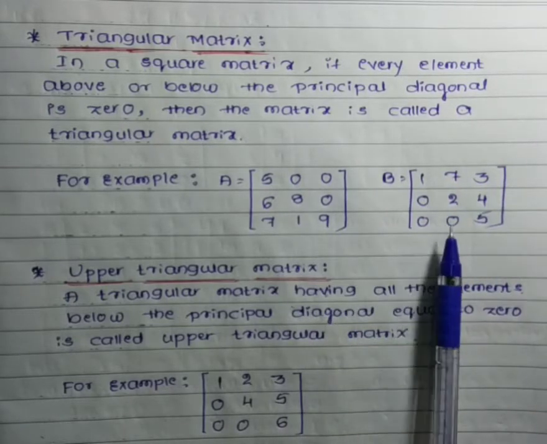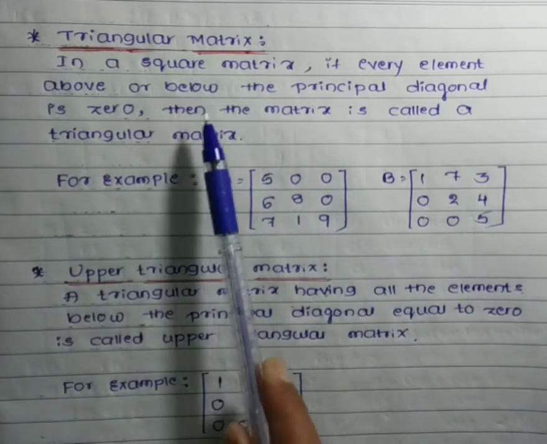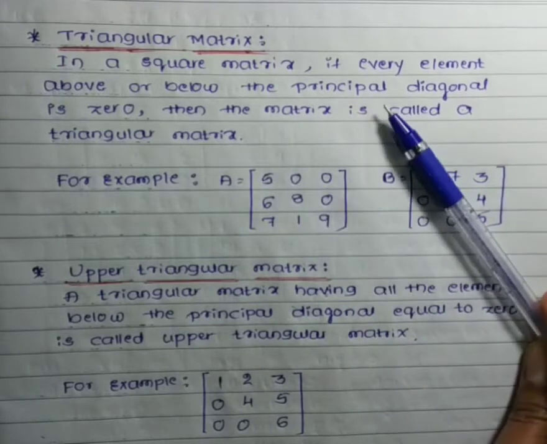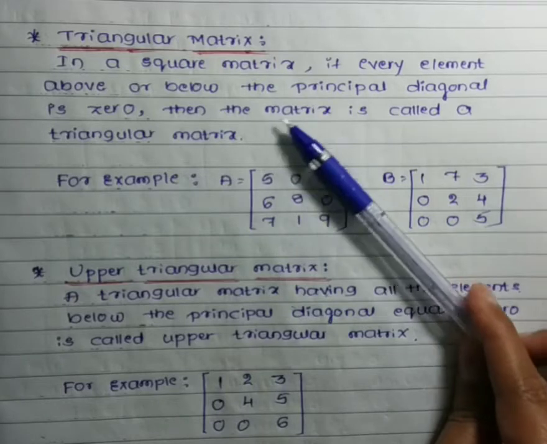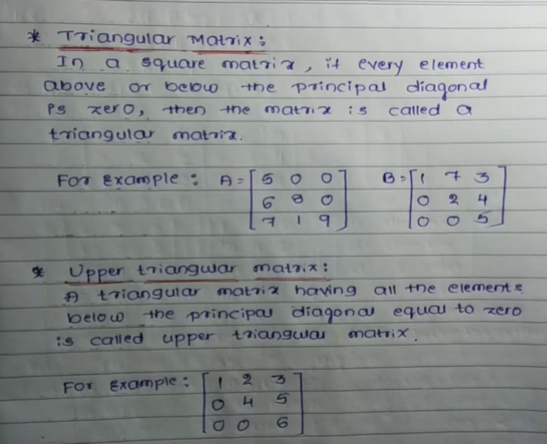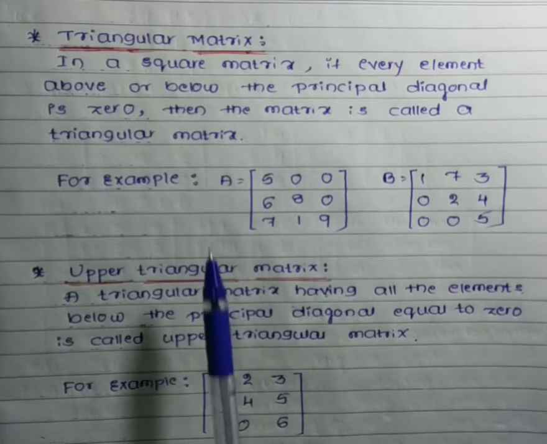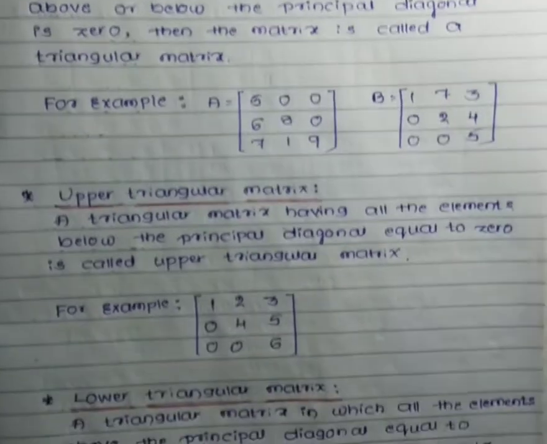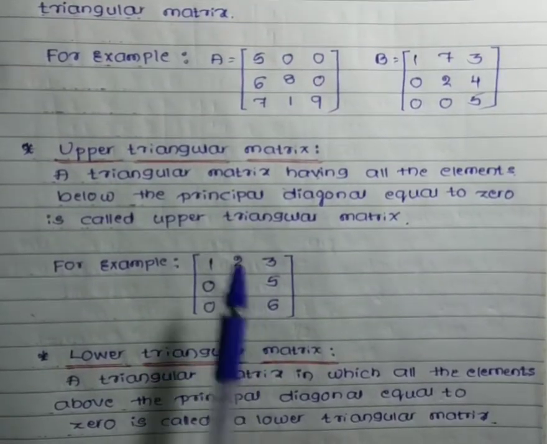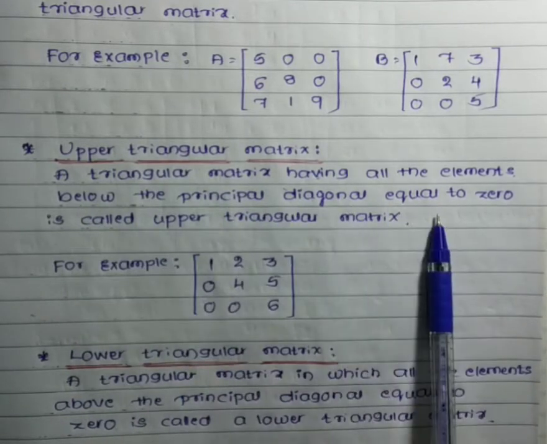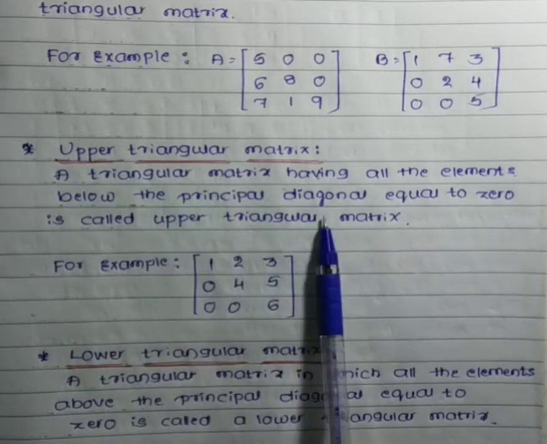So these two are examples for triangular matrix, because in triangular matrix definition what we have? If above the diagonal all the elements or below the diagonal all the elements are 0, then such matrix we call as triangular matrix. Then in this triangular matrix again we have two types, that is upper triangular matrix and lower triangular matrix. In that upper triangular matrix, a triangular matrix having all the elements below the principal diagonal equal to 0 is called as upper triangular matrix.